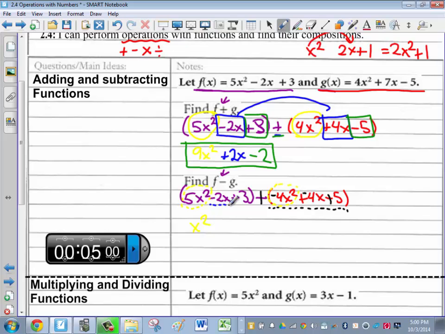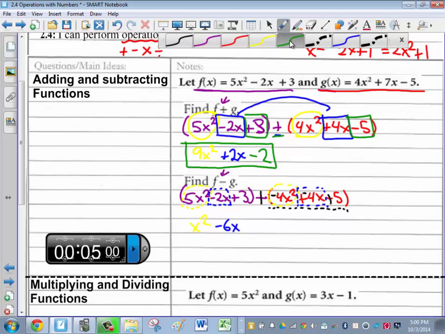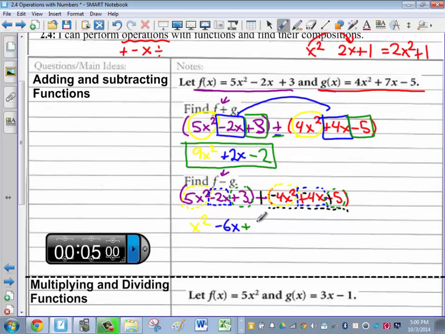I got a negative 2x right here, and I got plus a negative 4x right here. Negative 2x plus negative 4x is negative 6x right there. And then finally I got this 3, and I'm going to add it to this positive 5. 3 plus 5 is 8. So my final solution is x squared minus 6x plus 8.